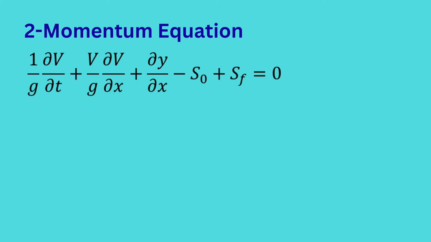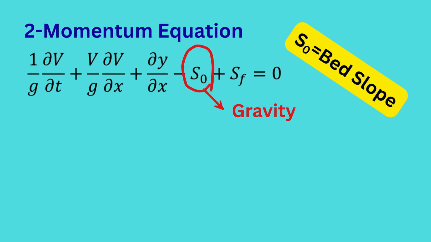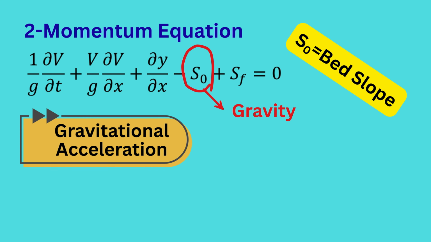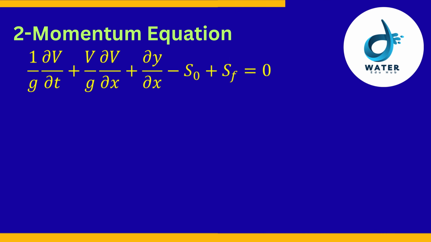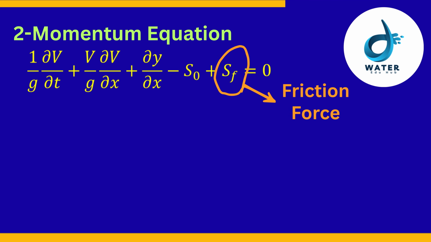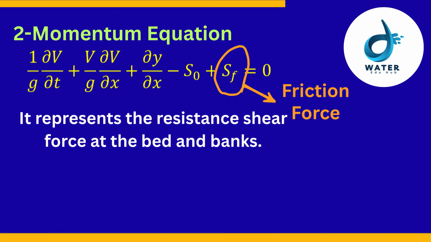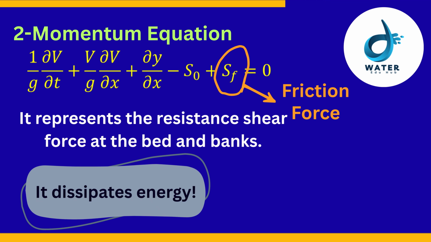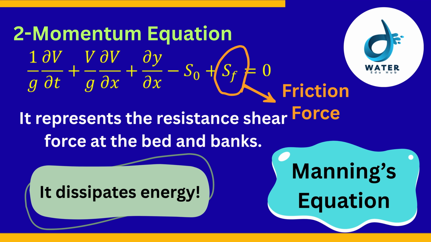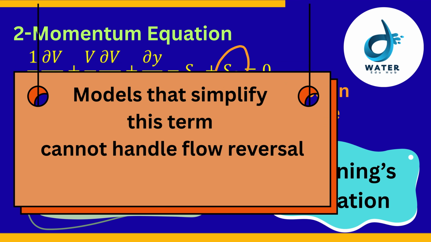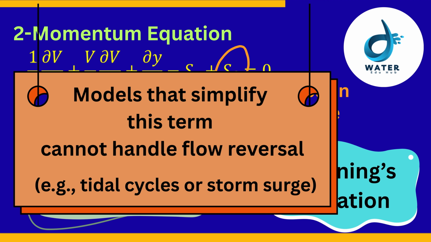The second is the gravity force. Represented by S₀, or bed slope, it is the component of gravitational acceleration acting in the direction of the flow. This term is always retained. In the absence of other forces, gravity accelerates the flow until balanced by friction. The last one is friction force. This term represents the resistance shear force at the bed and banks. It dissipates energy and is typically defined by Manning's equation. Models that simplify this term typically cannot handle flow reversal, such as tidal cycles or storm surge.